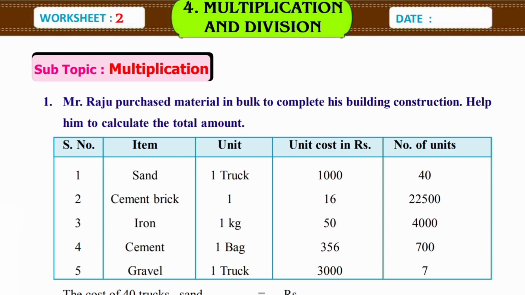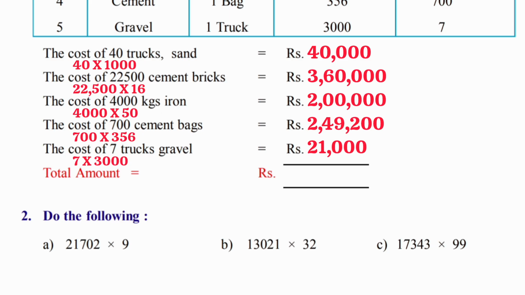Next iron, 1 kg. Cost is 50. Number of units is 4000. Next cement, 1 bag is 356 rupees. Then he purchased 700 units. Then gravel, 1 truck, which cost is 3000. He purchased 7 units. Let's see the question.